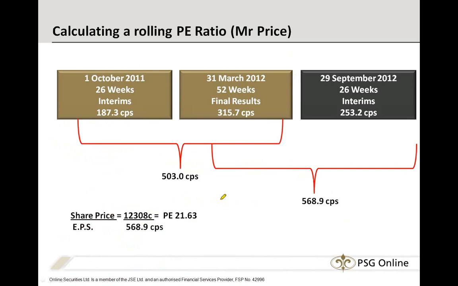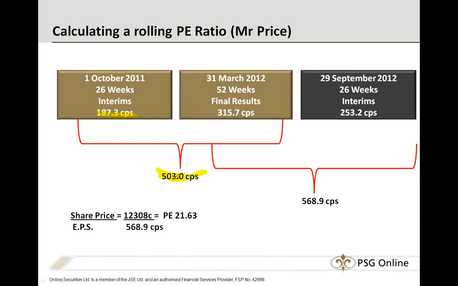Again, back to our example. Now, I want to try and tie this back to what you see in the newspaper or what you see on our website. Mr. Price, remember we want to calculate what they call a rolling PE. Now, Mr. Price, for the whole of last year, had earnings per share of 503 cents per share. You can break it down further. The first 6 months of the year, what they call the interims, by the way, being a retailer, the first 26 weeks, they had interims of 187.3 cents per share in earnings per share. His final was 315. So obviously, the second part of the year contributes more to their profits. Combine the two together, we're at 503.